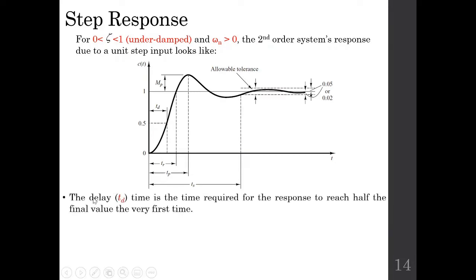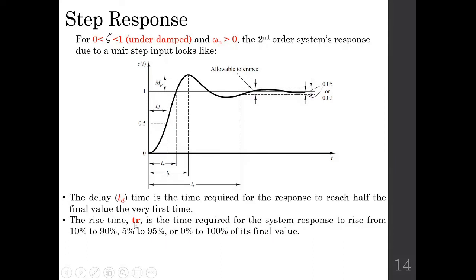Say for example, if you are starting from 0, then there is a time delay factor, which is the time required for the response to reach half of the final value the very first time. So the time from 0 till this 50% of the final value is your delay time. Then rise time, which is mentioned here.